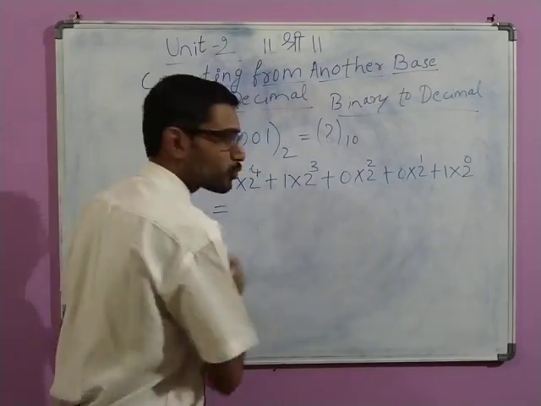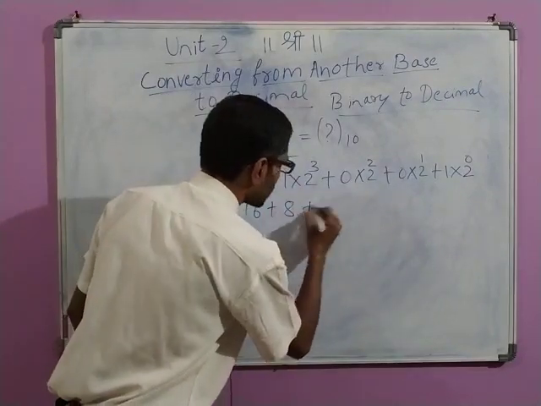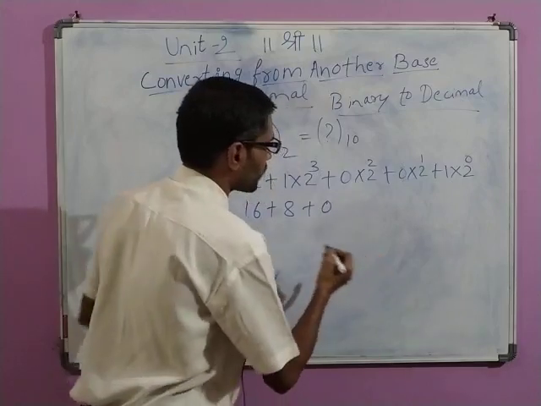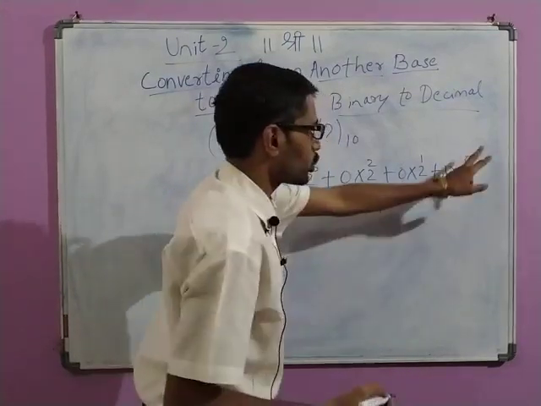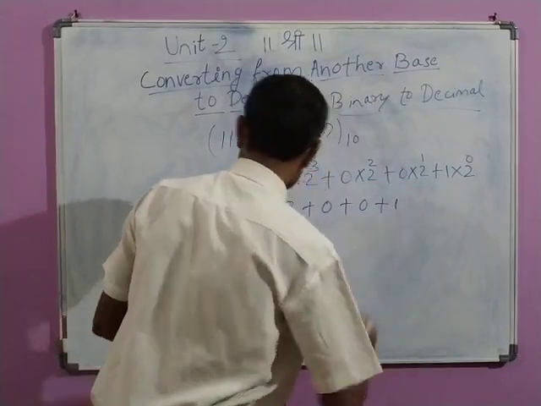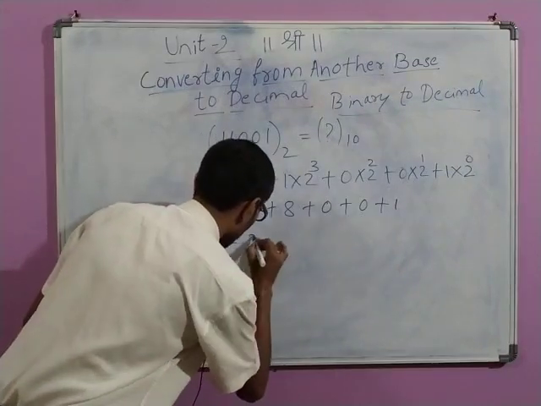So this will be 2 raised to 4 is 16 plus 2 raised to 3 is 8 plus this is going to be 0 because we are multiplying by 0. So again this is going to be 0 and this is 2 raised to 0 is 1, 1 into 1 is 1. So 16 plus 8, 24, 24 plus 1 will be 25.